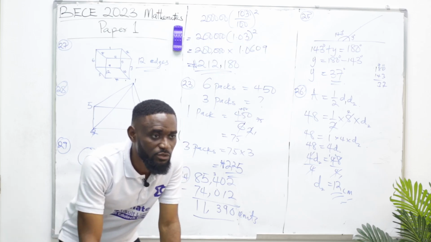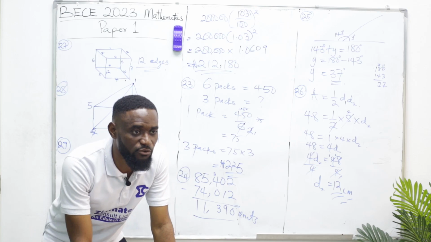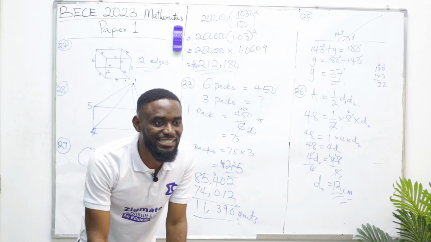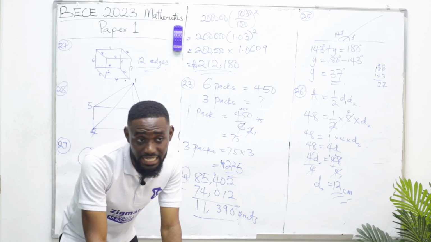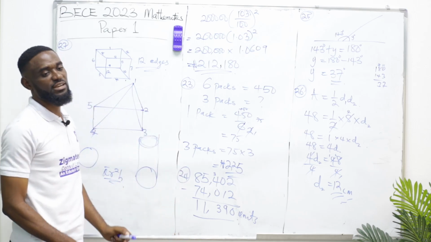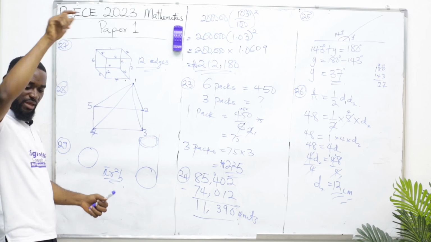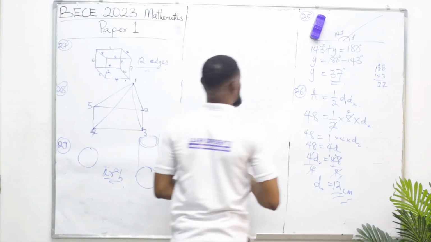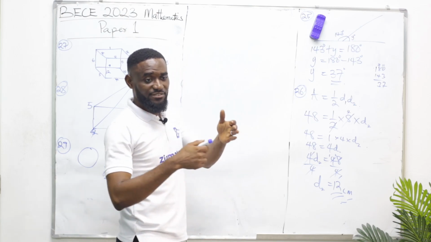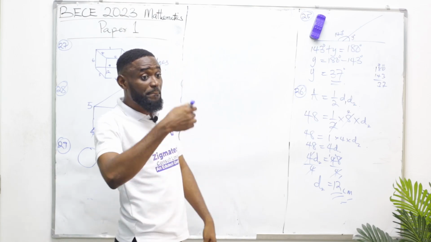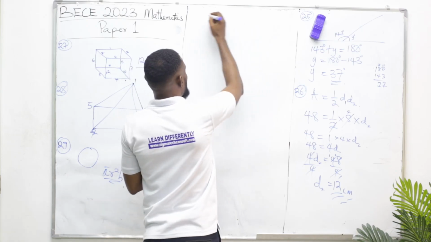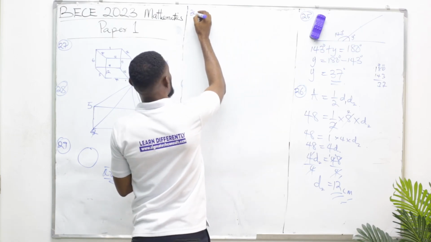All right? Now the next one is, if the bearing of A from B is 240 degrees, find the bearing of B from A. Now let's look at that. So let's draw that bearing. Say the bearing of A from B is 240. So this is our bearing.